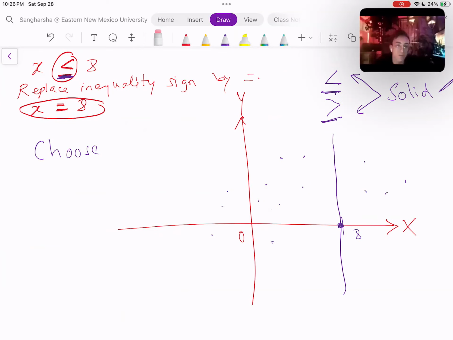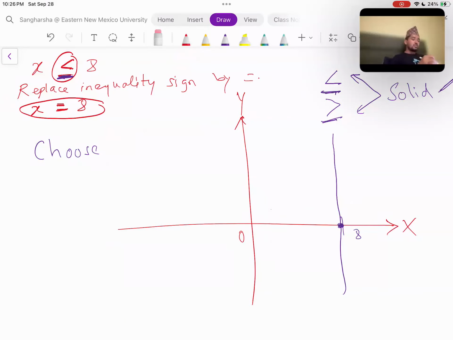The origin. Okay, yeah, that's the easiest. If your line does not pass through the origin, you can always choose the origin. So let's choose this point, 0, 0. Once you choose a point, make sure it is not on the line. Then you have to check whether this point is a solution for this inequality or not. Checking means you substitute x equals 0, y equals 0.